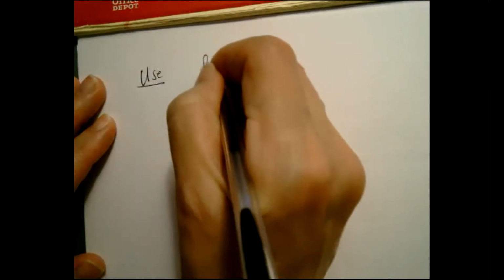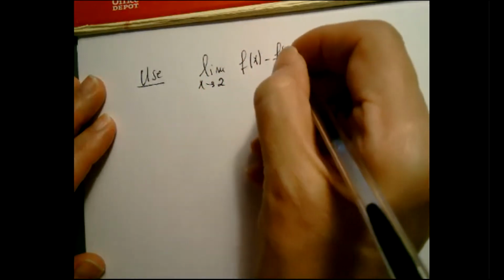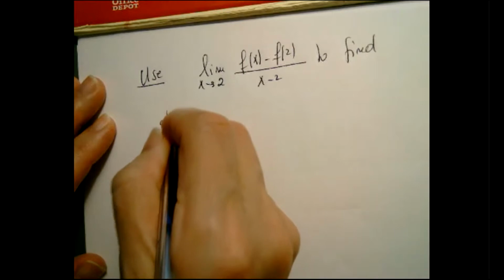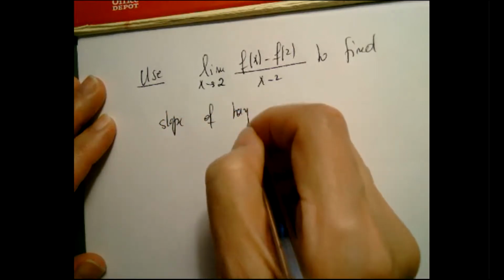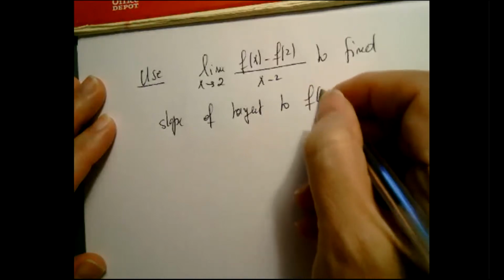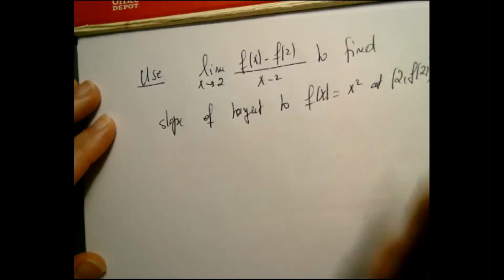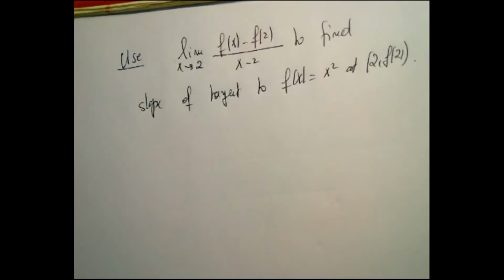So I go back and I will take my function f of x equals x squared. And I'm going to use this new definition to find it. So again, use the following definition of f of x minus f of 2 over x minus 2 to find the slope of the tangent to the function f of x equals x squared at the point 2, f of 2. Okay, so we're gonna do the same, but we're gonna use this different definition.